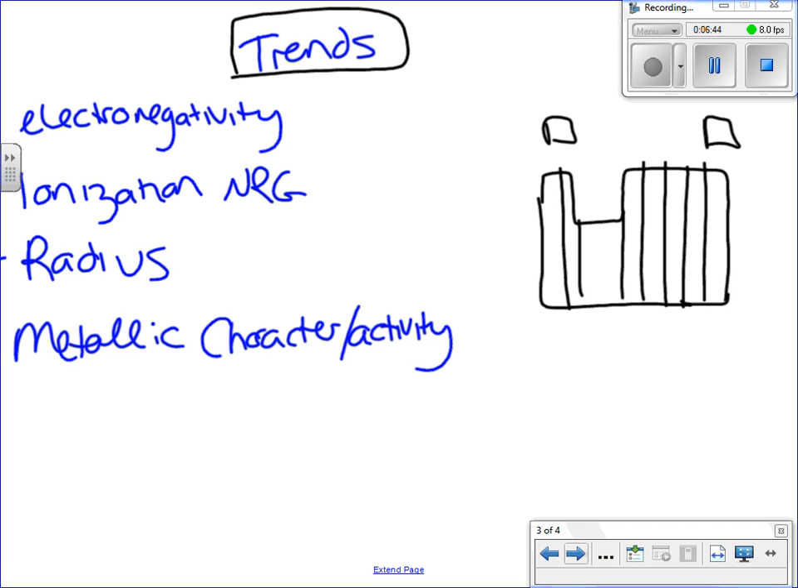There are 4 big trends that you need to know as you go across and down a periodic table. When they say across, they mean across a period, within the same period. So period 2 is a really good example, okay? So when they say across a period, use period 2 as your example. When they say down a group, they mean as you go from the top down the group, okay? So maybe use group 1 or group 17. Those are both really good examples as well.